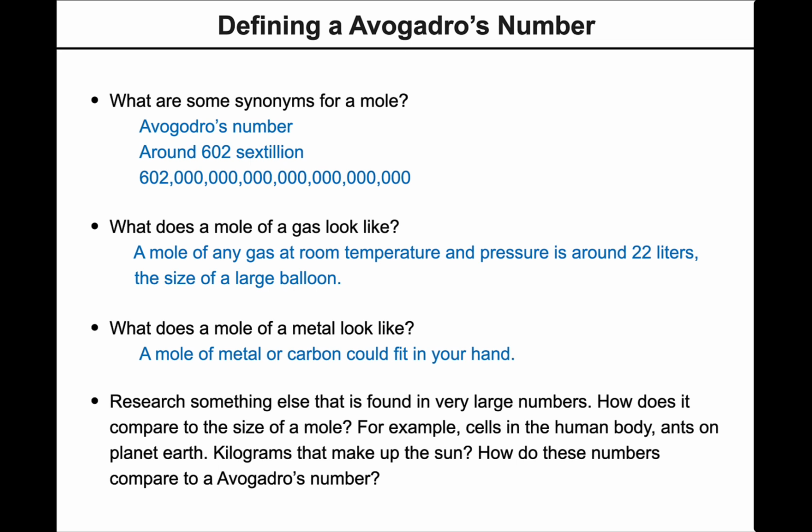Now, if you're mathematically minded and want a little research project, you can think of something that is found in very, very large numbers and think about how does that actually compare to a mole? For example, are there a mole of cells in the human body? Are there a mole of ants on the earth? What about the number of kilograms of matter in the sun? Is there a mole of kilograms in the sun? It doesn't seem like we've found anything that fits in the universe that actually is a mole, except for atoms and things. So can I actually get a mole of something somewhere?